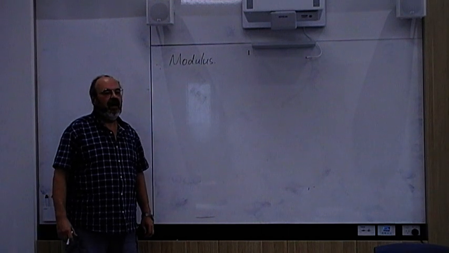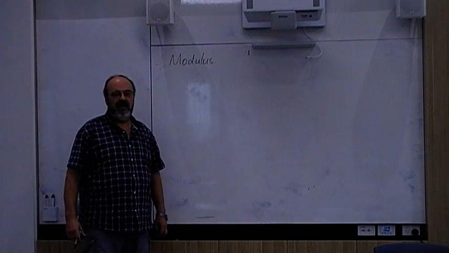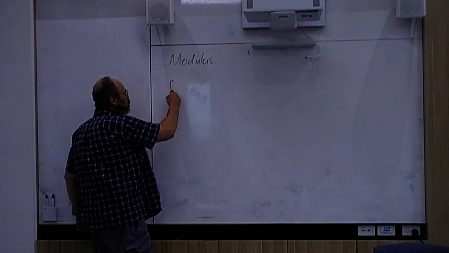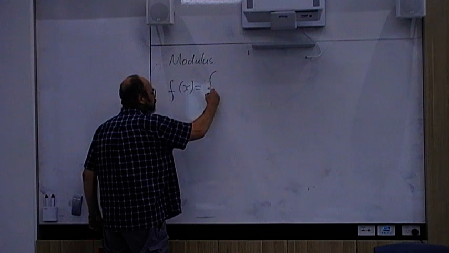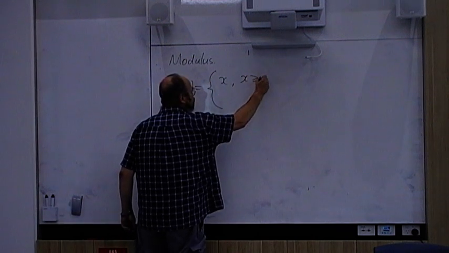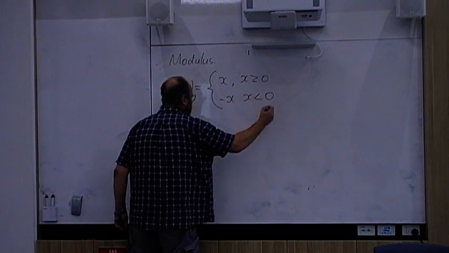Definition of the modulus function. It's a piecewise or hybrid function. F of x equals x for x greater or equal 0, negative x for x less than 0.